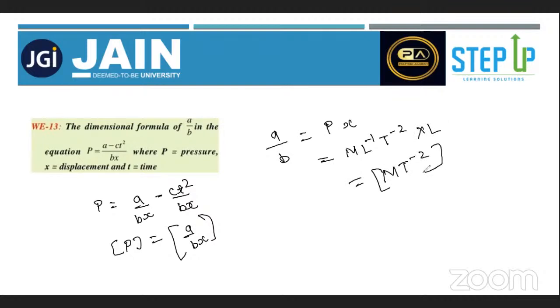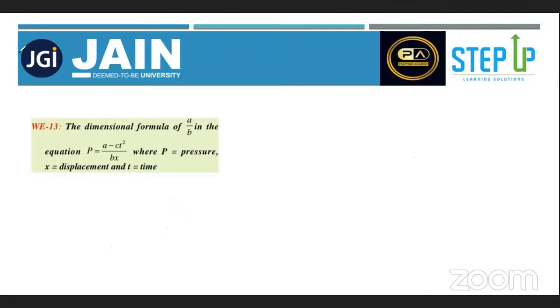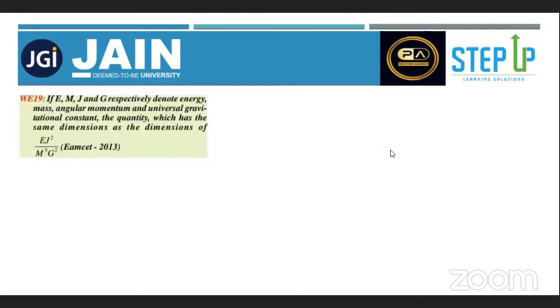So what will be the dimension of A upon B? The pressure is equal to force upon area. Force is basically mlt minus 2 and area is L square. So this gives you ml minus 1, T minus 2. It's not density, it's pressure that is specified there.